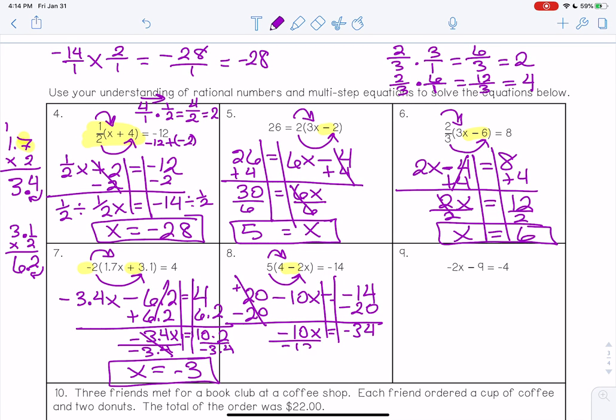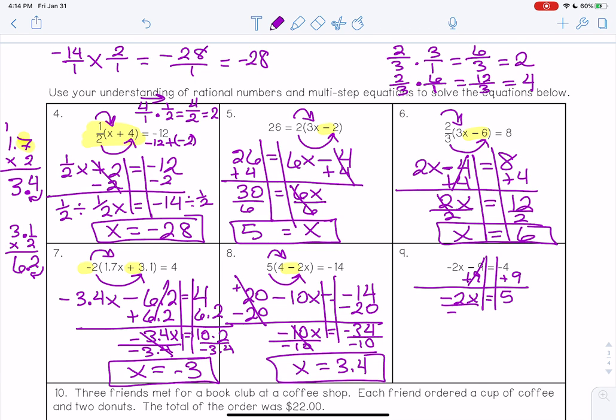Divide both sides by negative 10, and you get x equals positive 3.4, because you have a negative divided by a negative. They both like the same music. And last but not least, we have 2x minus 9 equals negative 4. So I'm going to draw my river. I'm going to add that 9 to both sides. Get negative 2x equals a positive 5. Divide by negative 2 on both sides, and we get x equals negative 2.5.